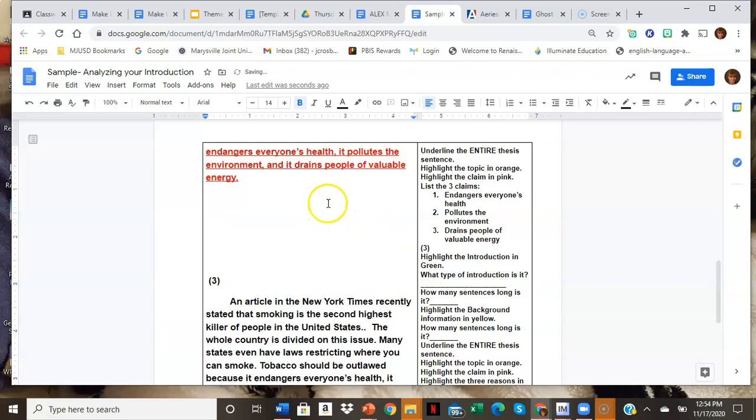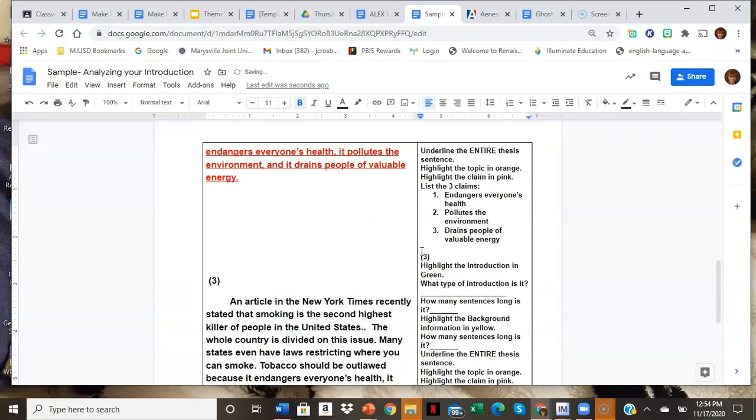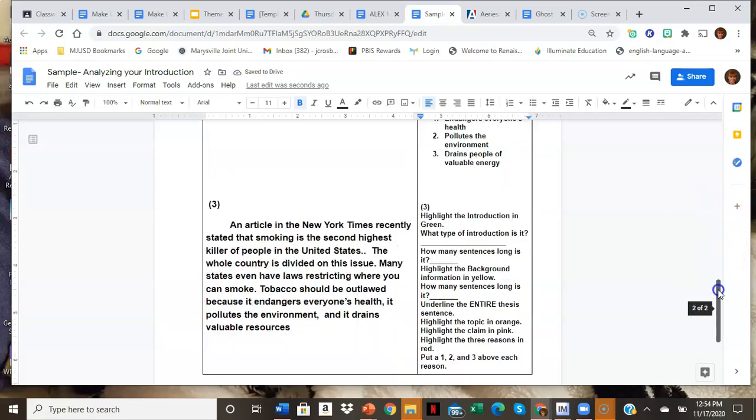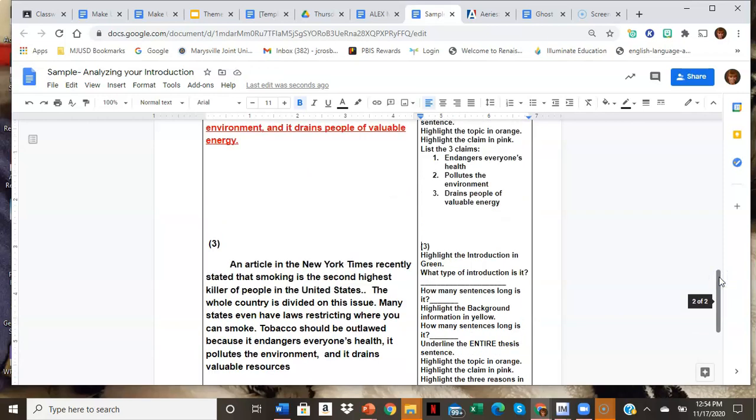Make sure you have pushed the number 3 items down so they line up and they're nice and clear for you to see exactly where they are and for me to see exactly where they are so that I can grade them easily. And now you're going to do your number 3.